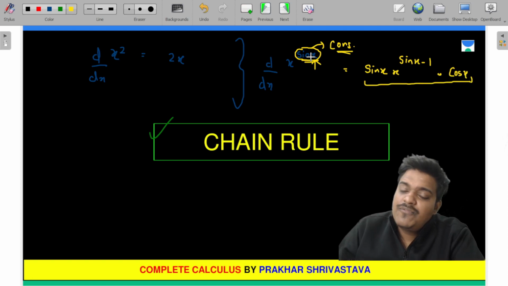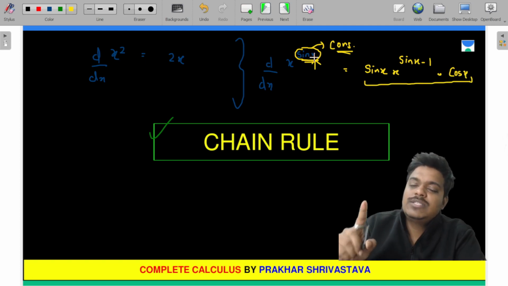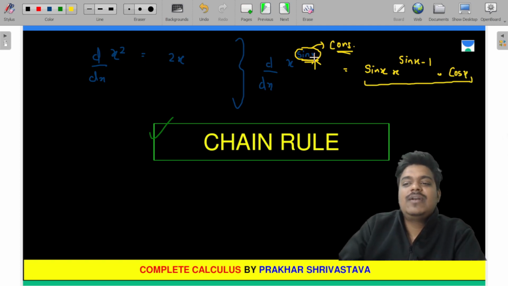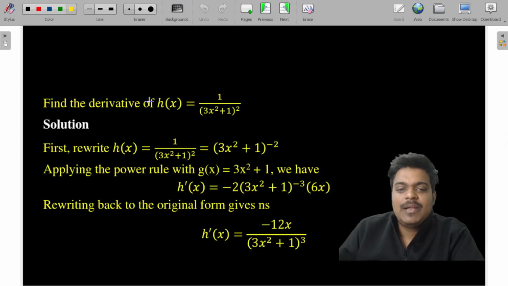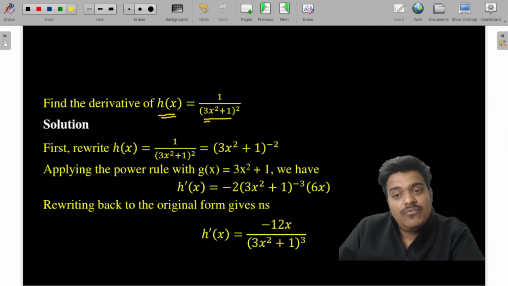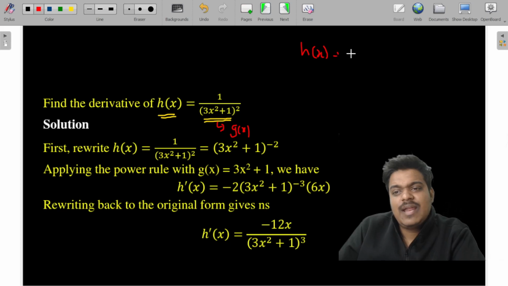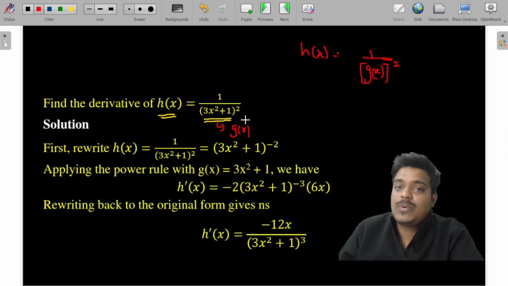So what we did, we first treated the variable as constant and then multiplied the differentiation of that variable in the whole equation. We'll see, for example, you have to find the derivative of this. Now very important, first we will treat this as what? This is nothing but a function. So if h of x is given as 1 upon g of x the whole square. Can I write it in this manner? Because g of x is 3x square plus 1 the whole square.